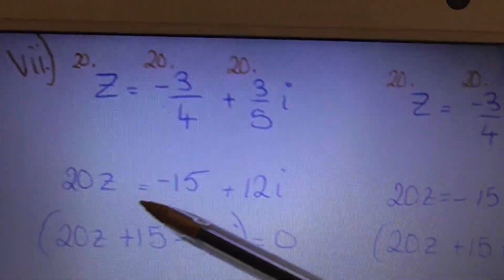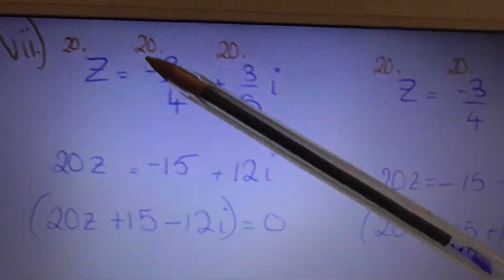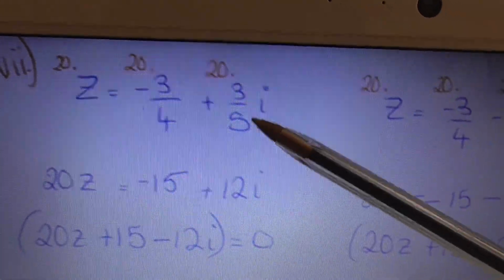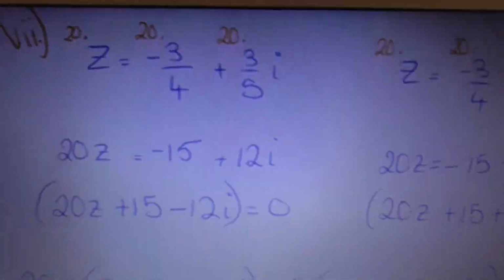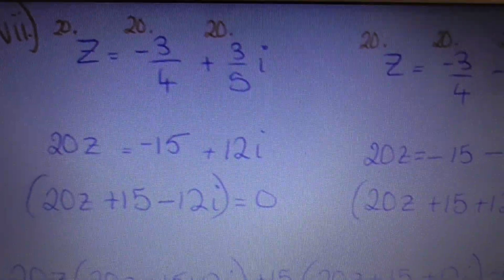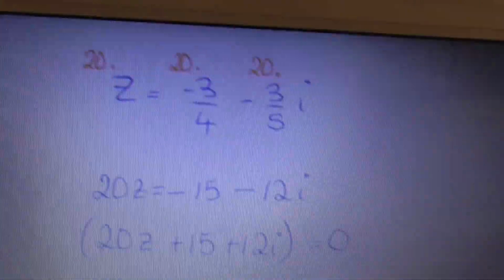So I'll get 20z is equal to 4 into 20 goes 5 times, and 5 by minus 3 is minus 15. 5 into 20 goes 4 times, 4 3s are 12, so I get 12i. Now bring everything over the equals. So I get the factor 20z plus 15 minus 12i. Do the same with the other root.